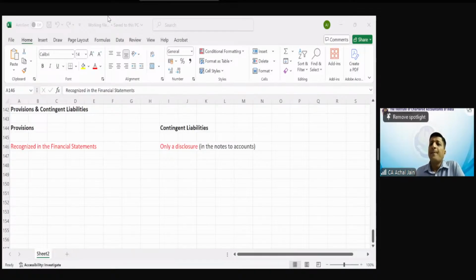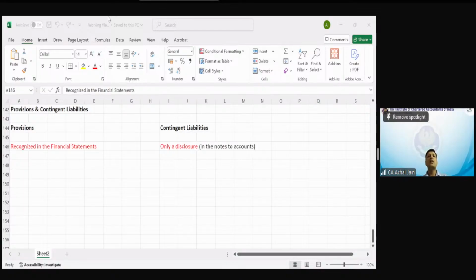So now, can you explain, or can somebody help me understand what will be the basis of recognition of a provision, and when do you disclose anything as a contingent liability? So for both of them, what is the criteria for recording them in the financial statements?